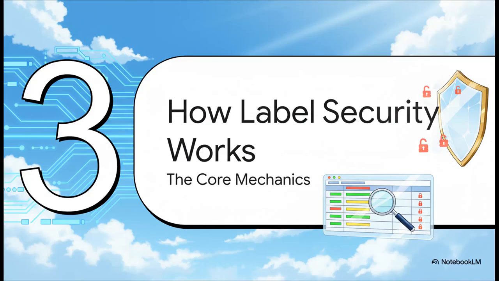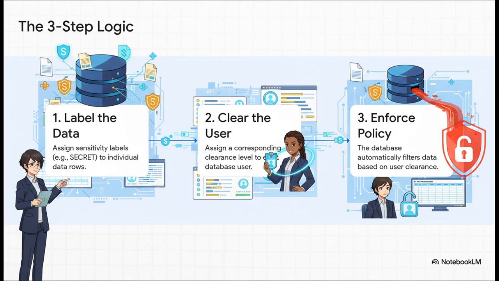Okay, so how does this all actually work under the hood? The real genius here is just how simple and transparent it is for the end user. It really just boils down to this incredibly powerful 3-step logic. The administrator sets up the labels, like secret. Then they give users a clearance level, and that's it. The database handles everything else. Every single time a user runs a query, the database, behind the scenes, automatically adds a little check that asks, hey, does this user have the right clearance for this specific row's label?